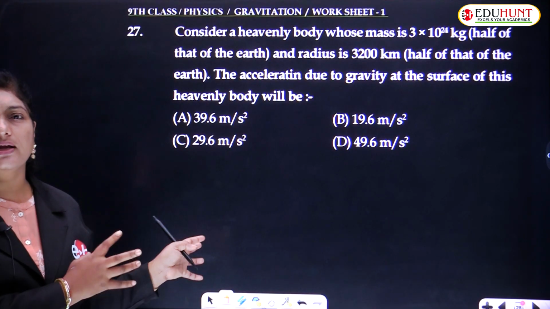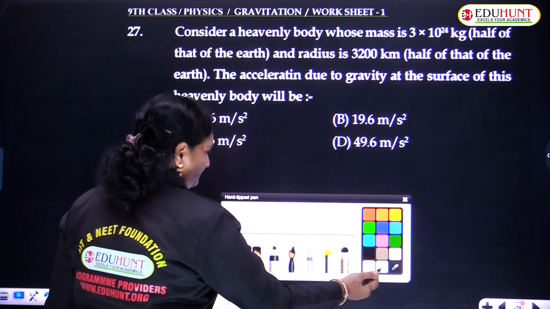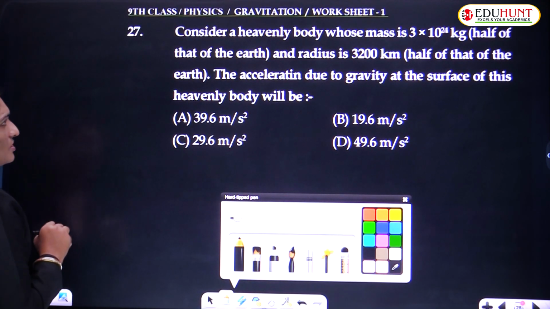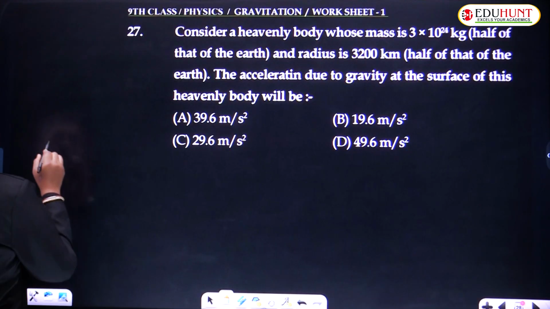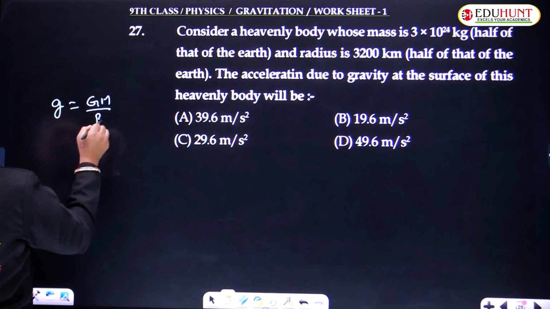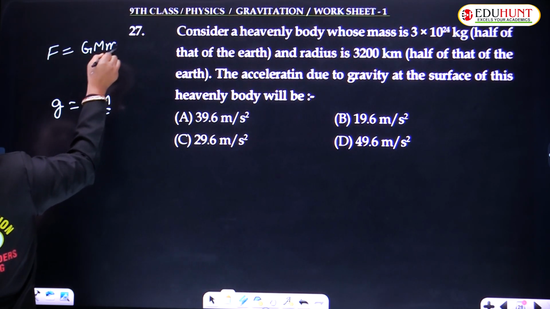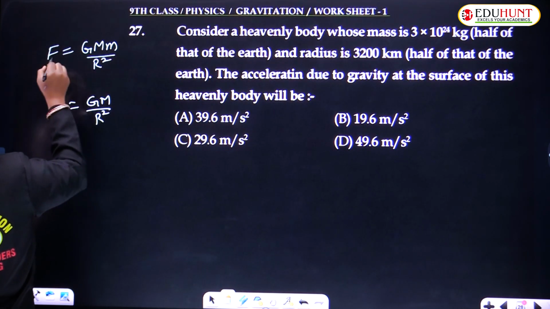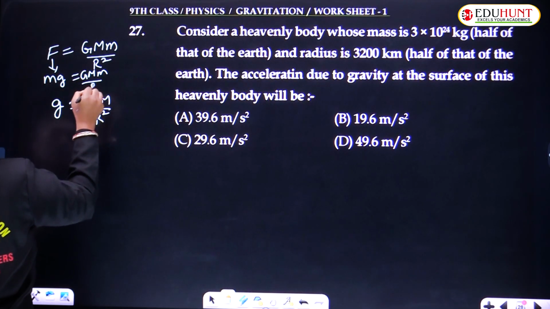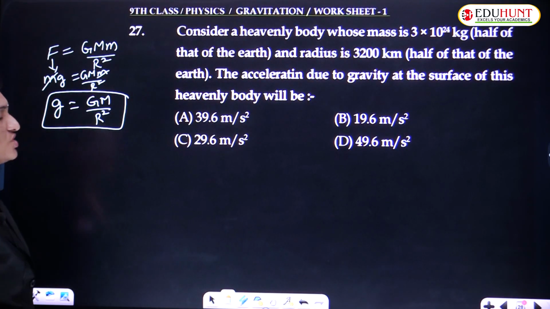So this is a similar model that we have already solved, children. So you can very easily go through this. So what is the value of acceleration due to gravity? Well, as we know, the formula for g is equal to GM by R square. I already proved this, because F can be written as GMm by R square. F is equal to mg equals GMm by R square. Small m gets cancelled. Therefore, the value of g is GM by R square.